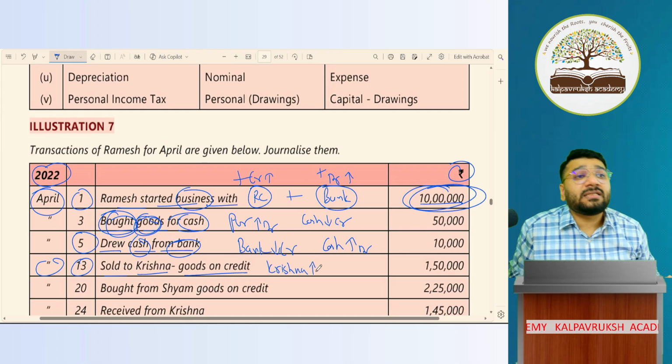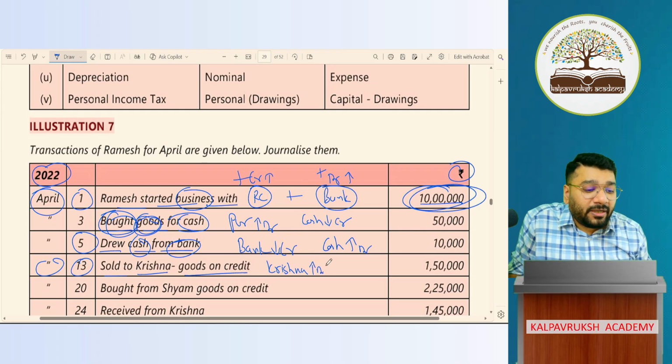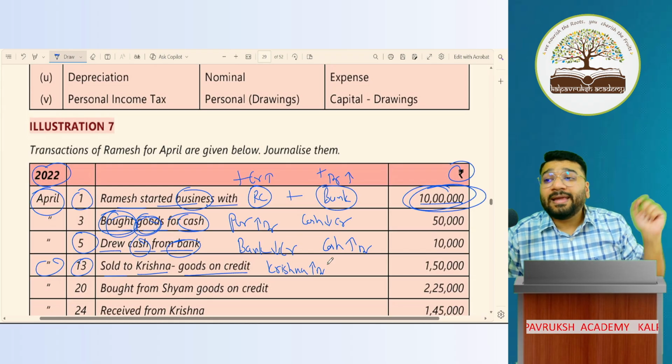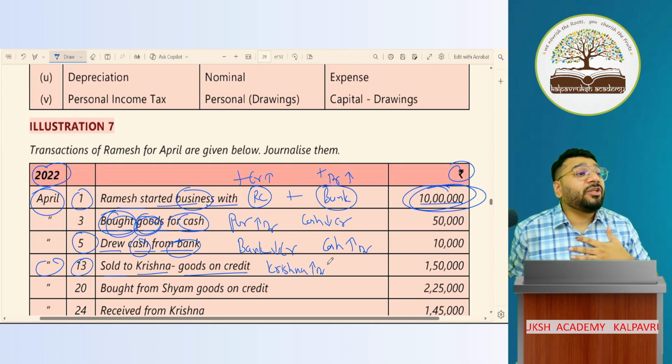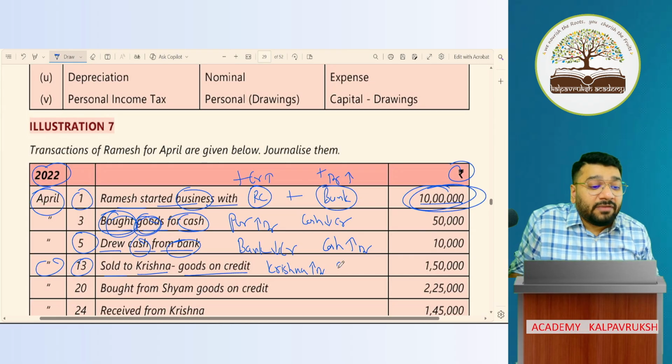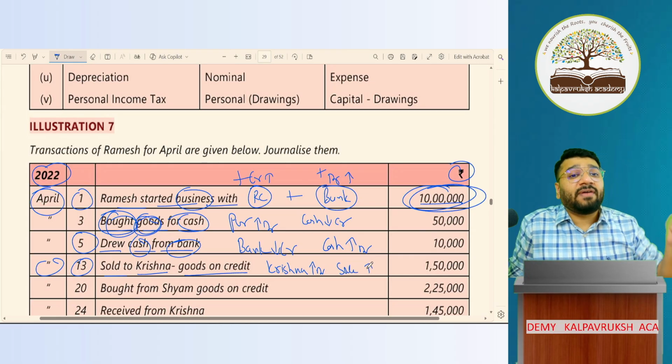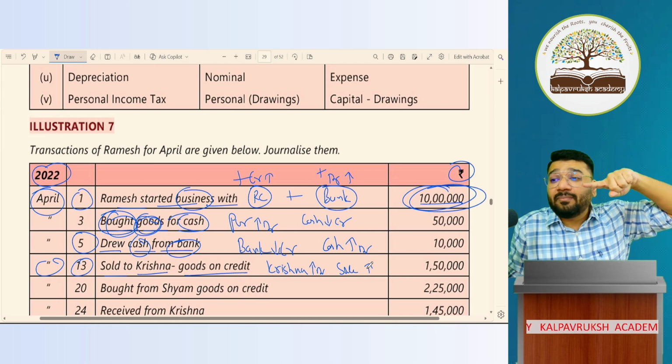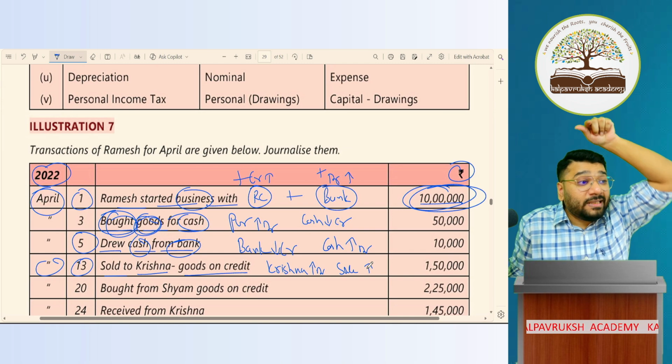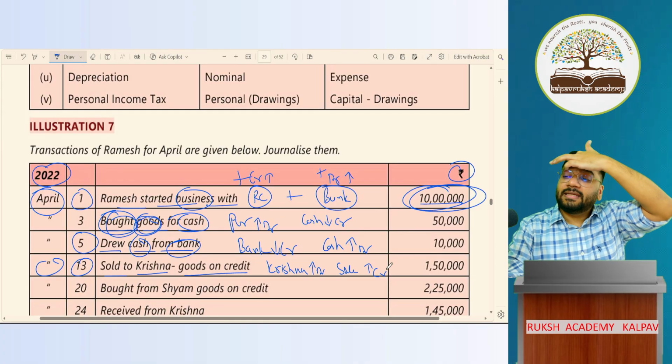Debtor is asset. Asset is debit balance. To increase asset, debit. But what will I credit? Sale. Sale is my revenue, income. Credit all income and gain. If I do more and more sale, my income will increase. Income, revenue is credit balance. To increase income, credit.